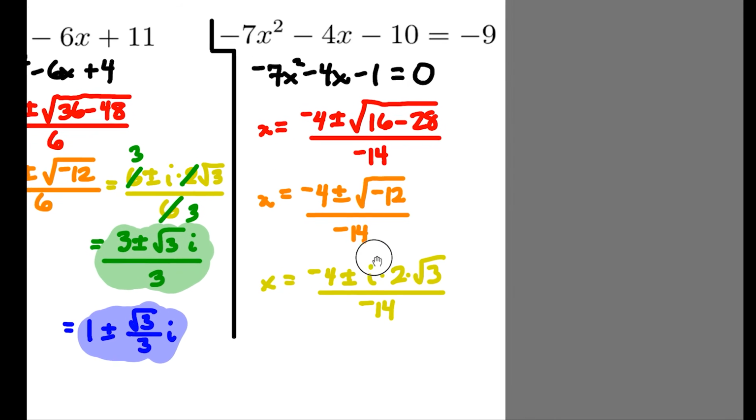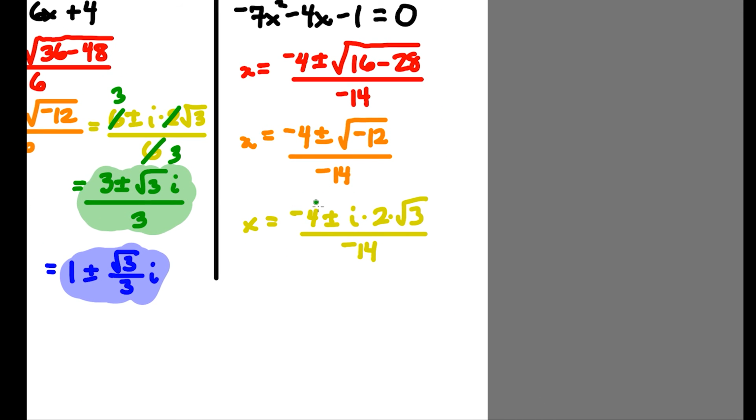And then if you notice, there is a factor of 2 on the top and on the bottom. So I'm going to divide the top by 2, so that cancels out. Then I'm going to divide the bottom by 2. And you're going to be left with x is equal to 2 over 7 plus or minus root 3 over negative 7 i.